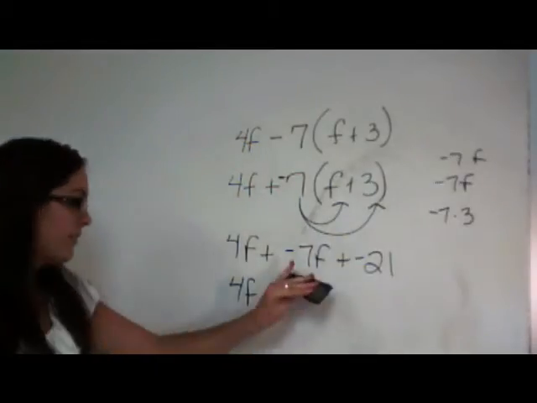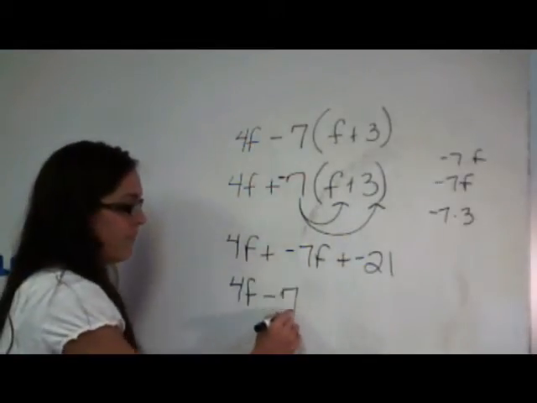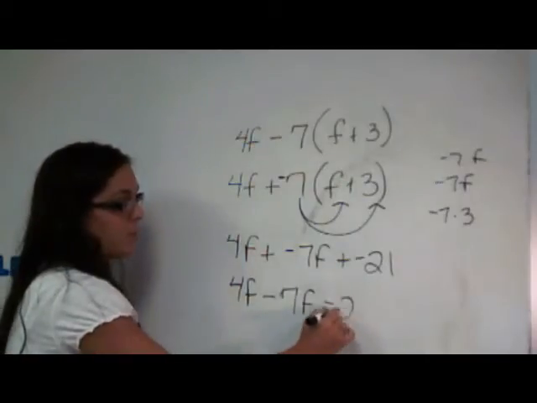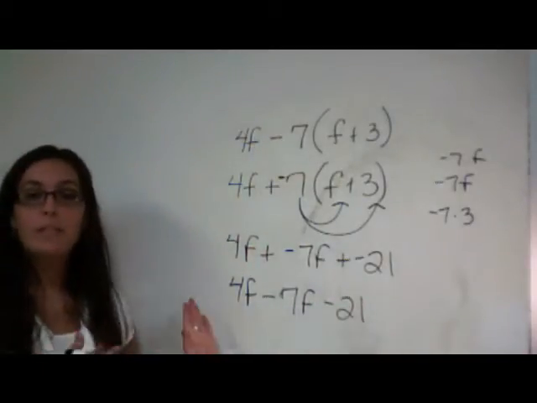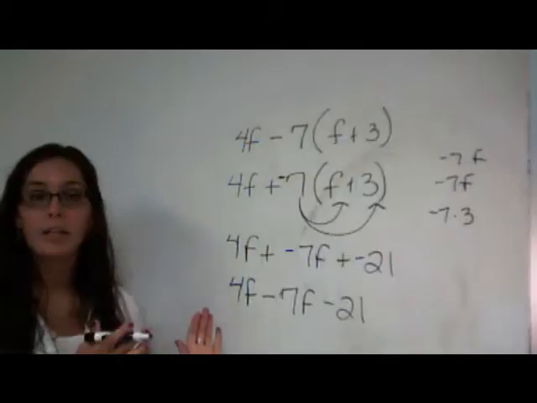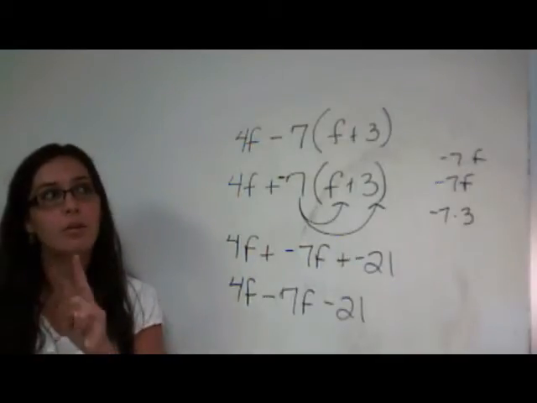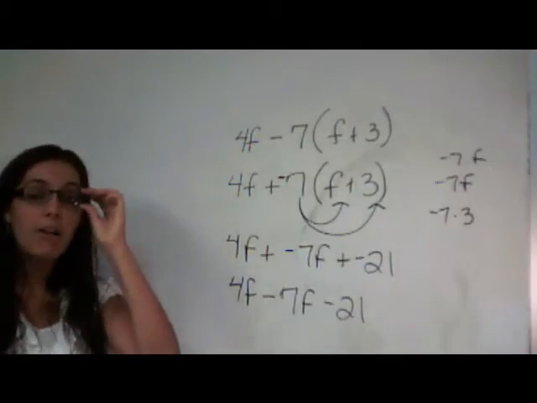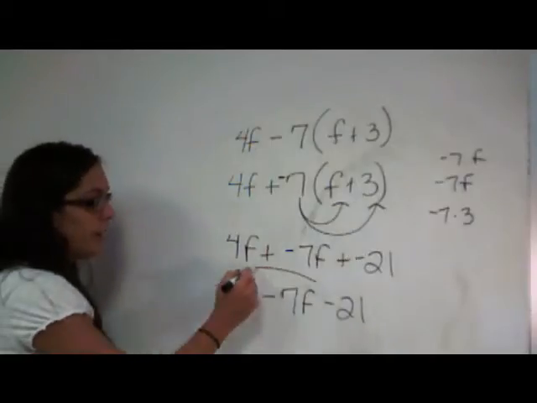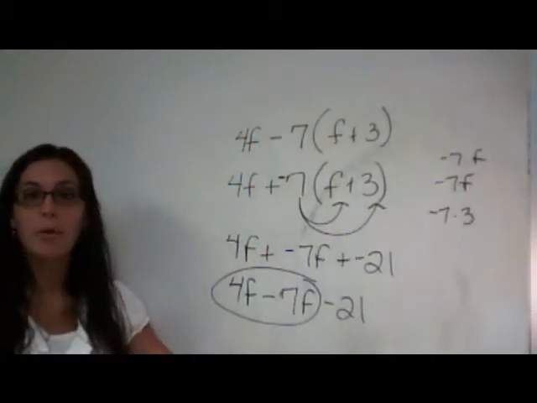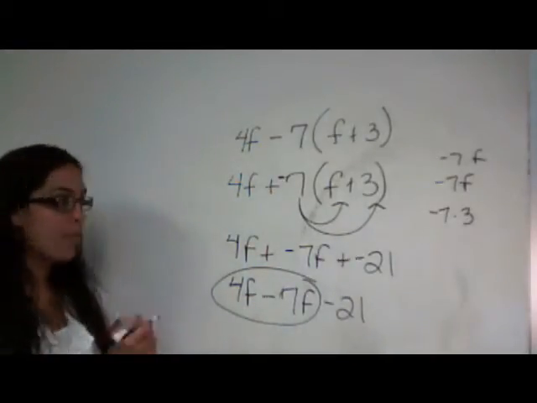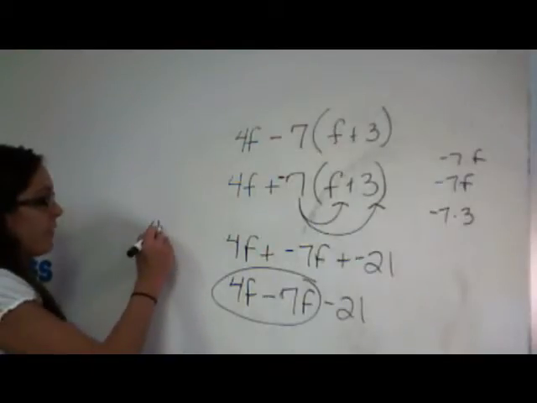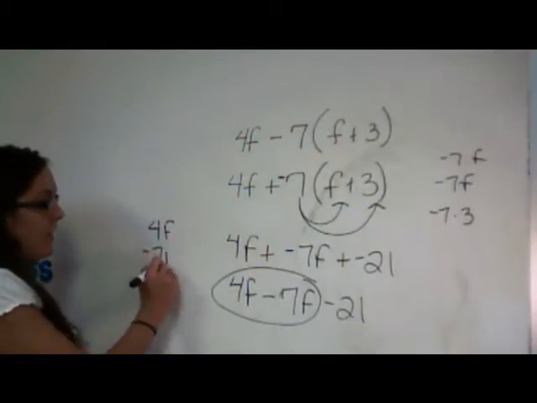Minus 7f. And then a minus 21. From what we did before, now we're going to combine any like terms. We've done really four examples of combining like terms. So here are like terms because they have the same variable parts. We need to add together a 4f and a negative 7f.